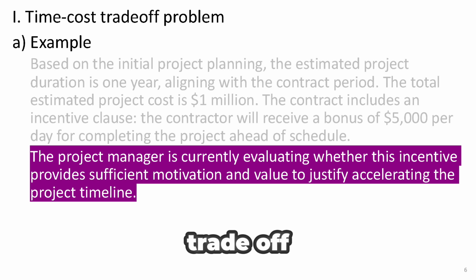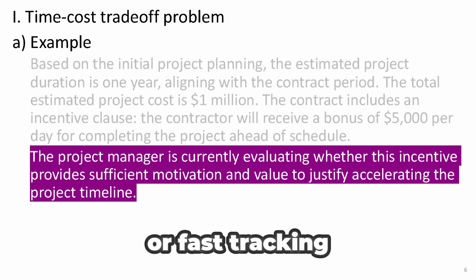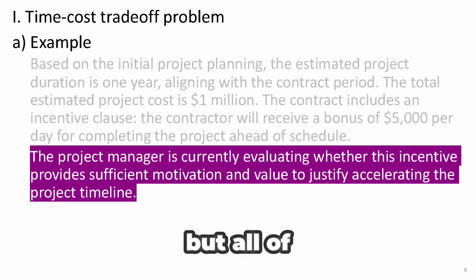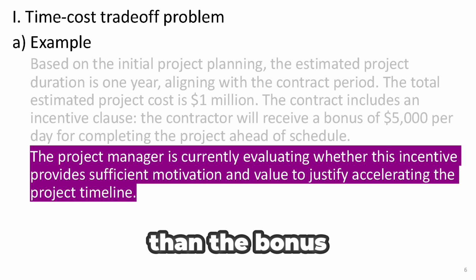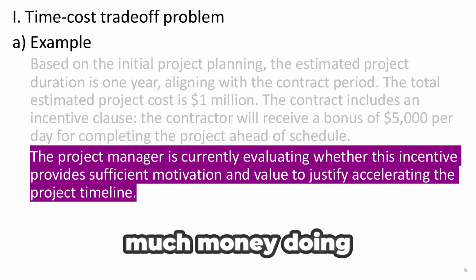Because here's the trade-off. To earn the bonus, the team would have to shorten the project duration, maybe by working overtime, hiring more labor, or fast-tracking tasks. But all of that can increase costs. And if the extra cost ends up being more than the bonus, well, the incentive loses its value, and that's the heart of the time cost trade-off problem. How do we balance finishing early and saving time without spending too much money doing it?